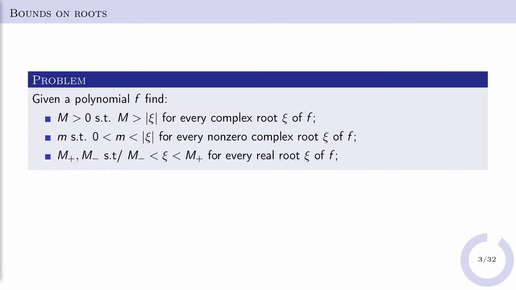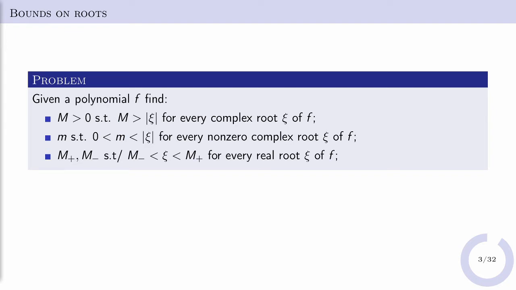Let me start with a definition of the problem that we want to deal with today. So let us assume that we are given a polynomial f, and the problem is to find some number capital M, such that every root psi of f is positioned inside a disk of a radius M.